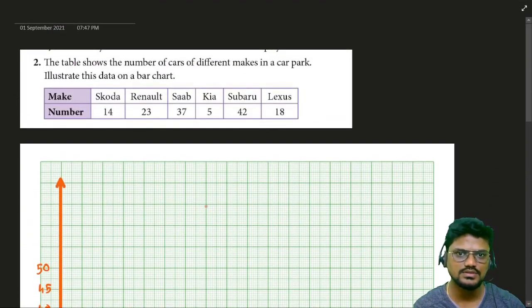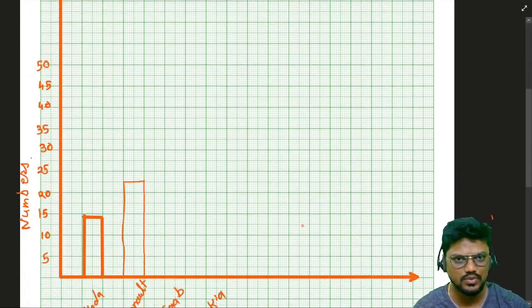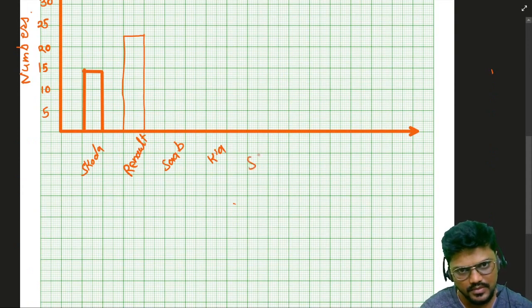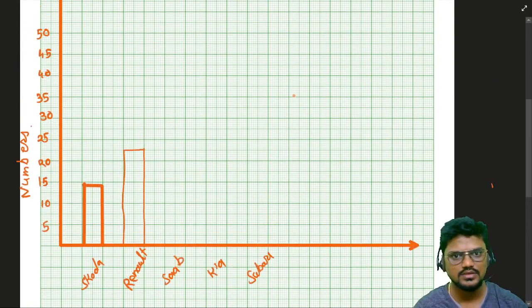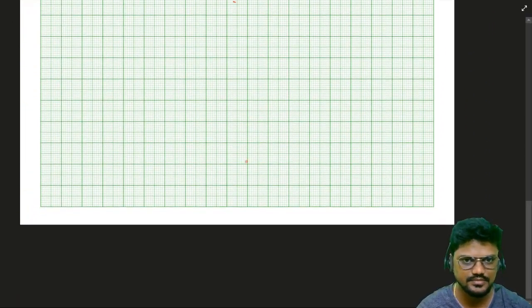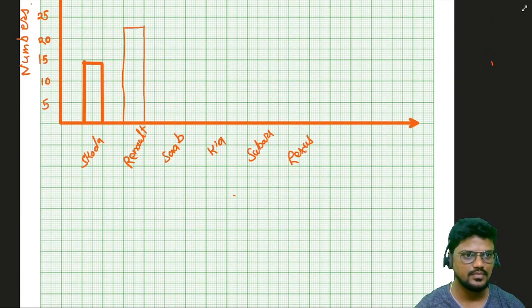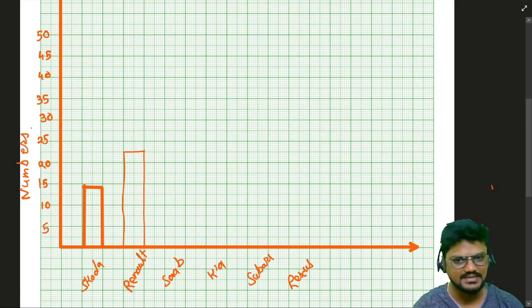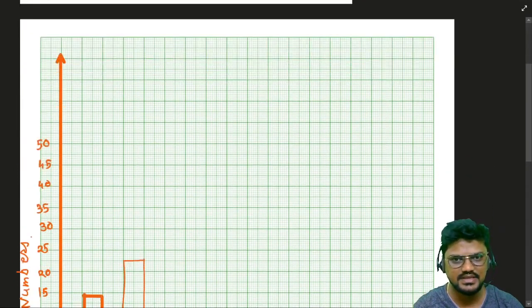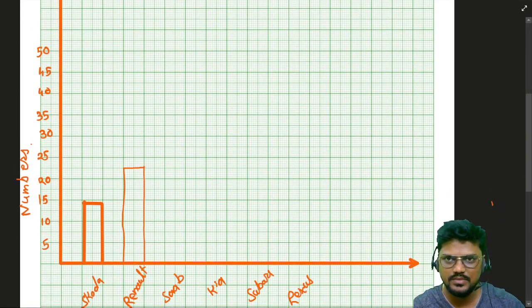Okay, the other one is Subaru, and the other one is Lexus. Now, this is Lexus. Now, Saab is 37. So 37 will be above 35, somewhere in between 35.